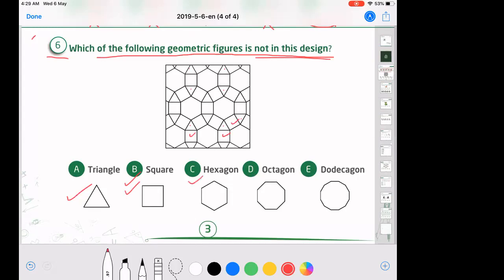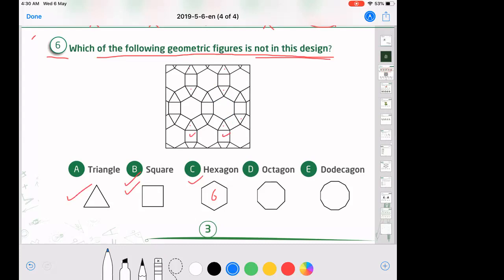The hexagon. We know that the hexagon consists of 6 faces. So we have here a hexagon: 1, 2, 3, 4, 5, 6. So the hexagon is included in our design. And if you count letter E, do this again.